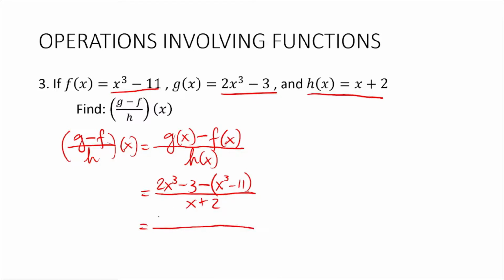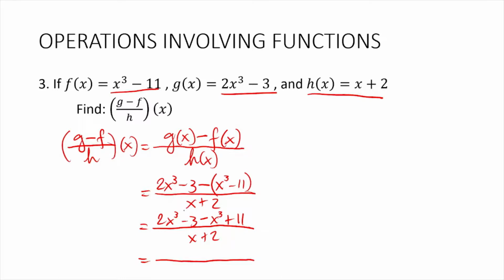First, let's copy 2x cubed minus 3. So first we distribute negative 1. So we say negative x cubed. Negative times negative, that's positive. So plus 11. And then x plus 2 on the denominator. Okay. And then next we simplify, collect and combine like terms.